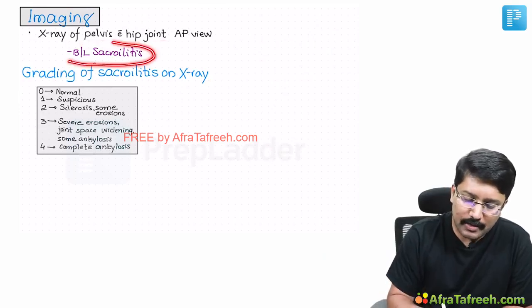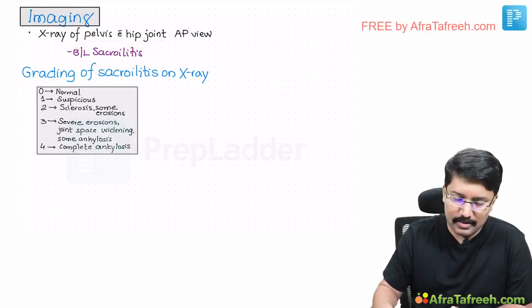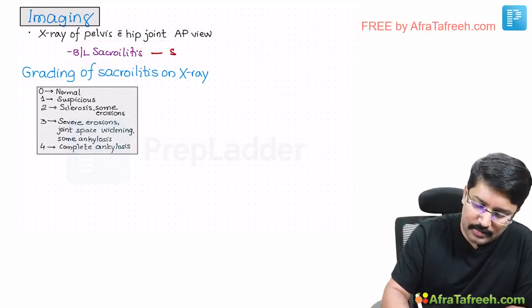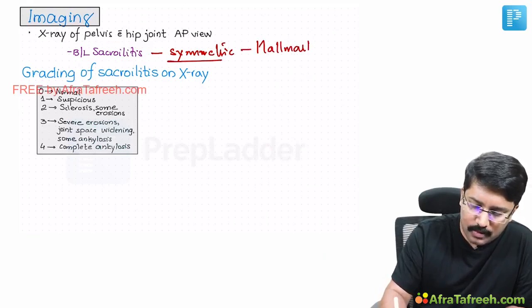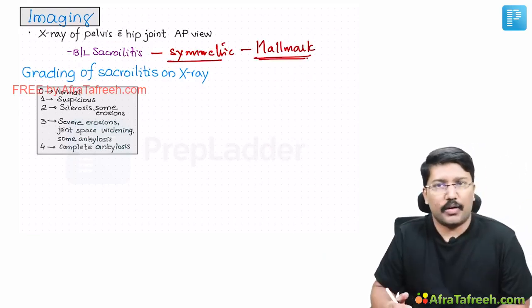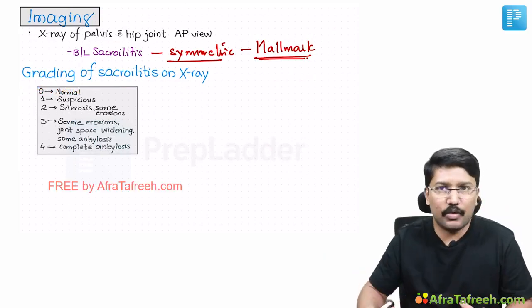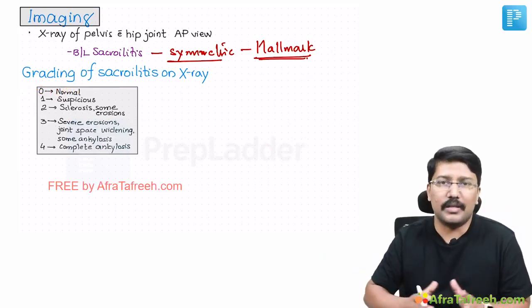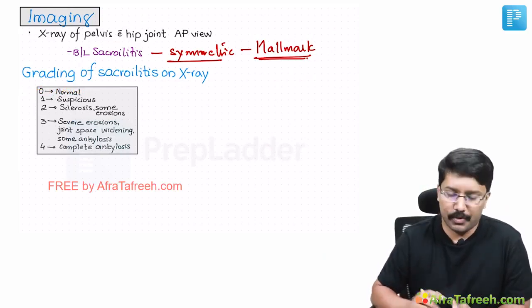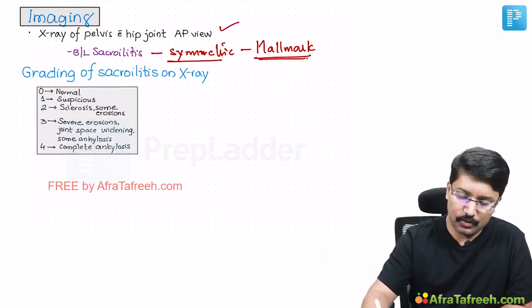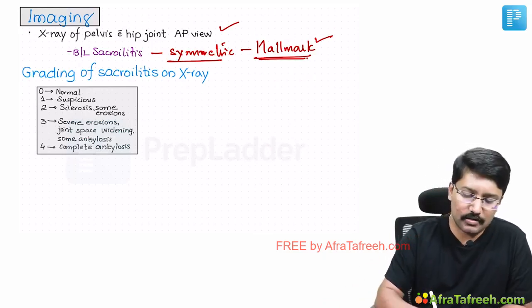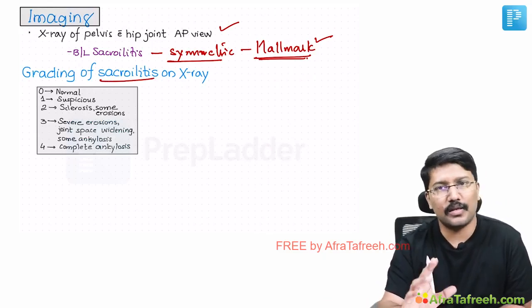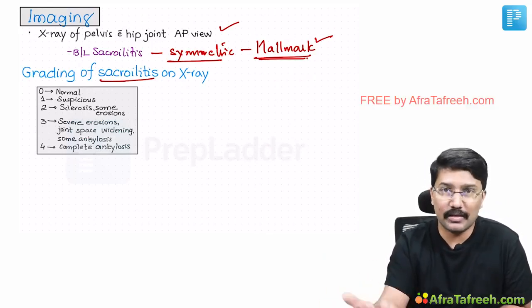Okay, now having bilateral symmetric sacroiliitis is the hallmark of ankylosing spondylitis, right? It can be seen in any of the spondyloarthritis conditions, and it must be seen in patients with ankylosing spondylitis. So we should know the X-ray view, we should know about the presence of sacroiliitis, and we should also know about the grading of sacroiliitis on X-ray. Why should we know? Because its utility we will discuss when we go on to discuss the classification criteria.